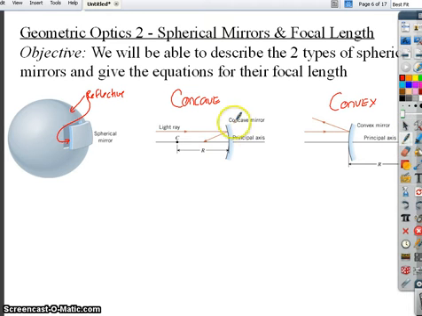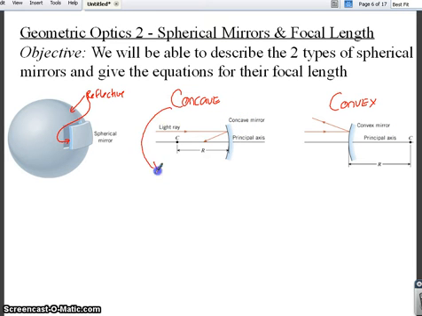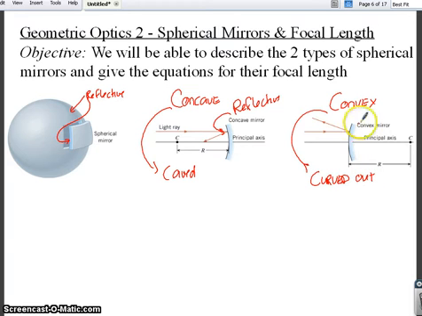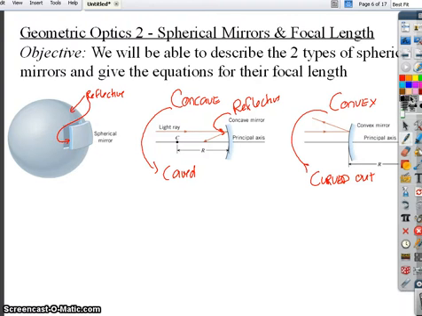Concave, kind of just like it sounds. Concave is caved in. Notice the reflective side is on the inside here, and so it sends light rays inward. It's concave. It's like it's caving in on the light ray that's coming, okay? Convex is kind of like curved out. I don't have any cool sayings for that. It's just curved out. So it's curving outward, and so when a light ray hits it, it's going to head outward like that, okay?